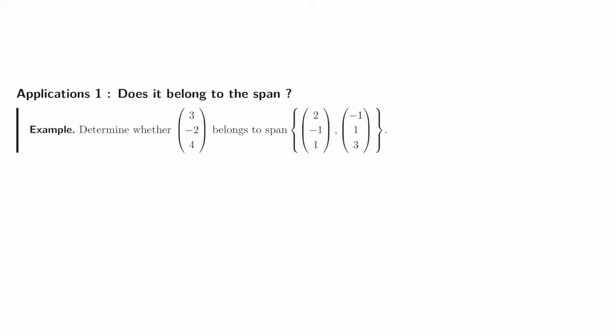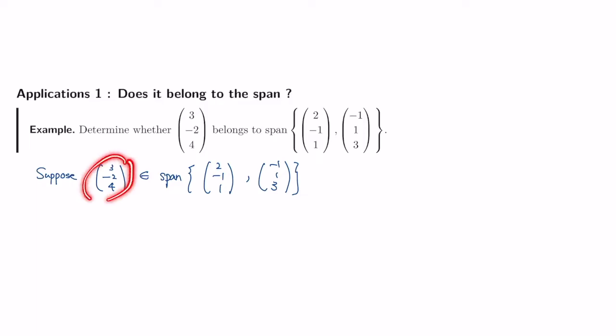So the way we're going to do it is, suppose it is, and see whether there's some disaster that happens. So suppose (3, -2, 4) really belongs to the span of these two vectors. What does that mean? That means this can be written as a linear combination of these two vectors. Because what does span mean? Span, we learned last week, is the collection of all the linear combinations.